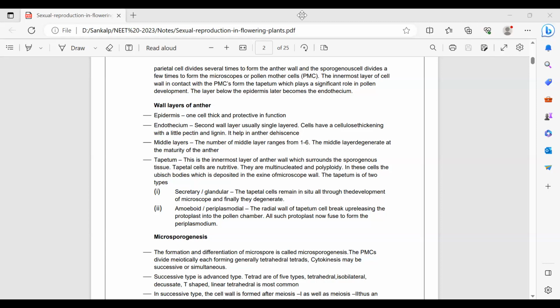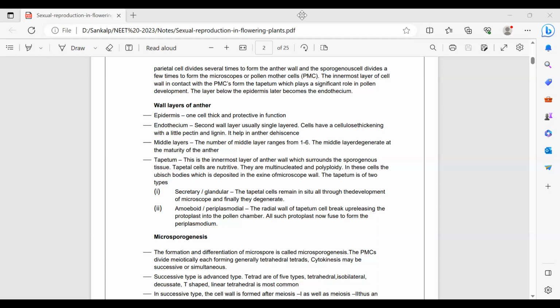Tapetal cells are nutritive. They are multinucleated and polyploid. In these cells, the Ubisch bodies are formed, which are deposited in the exine of the microspore wall.